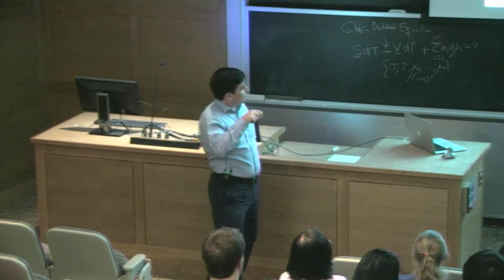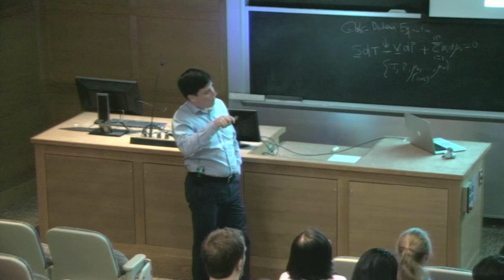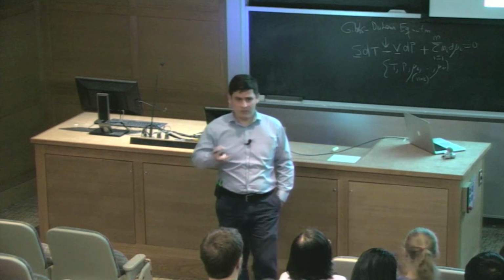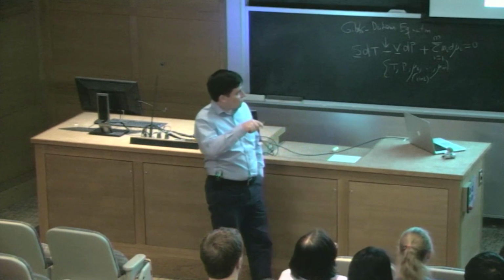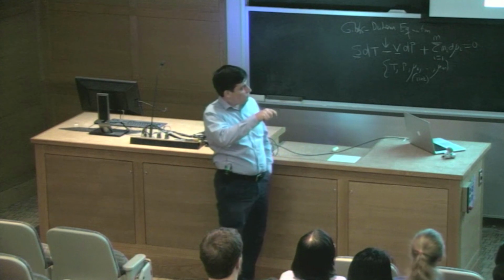And it turns out the strategy that's most often used is to divide this domain up into two pieces, right? One piece, which is a proper integral over a finite domain, and another piece, which is an improper integral over an infinite domain. This first integral, you can handle it with an ode-ivp method or some high-order polynomial interpolation. But the second one we have to do differently, right? And there are a couple of ways to do this. One is to transform variables, so you map this domain onto a finite domain. And the other option is to substitute an asymptotic approximation. So we say when, say, tau is large, f of tau has a characteristic asymptotic approximation. Maybe it's exponentially decaying. Okay? And we take the integral of that asymptotic approximation, and the more accurate that approximation is, right, the better our approximation for this whole integral will be.